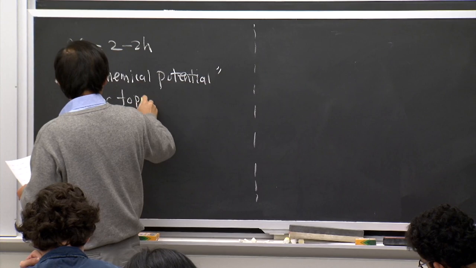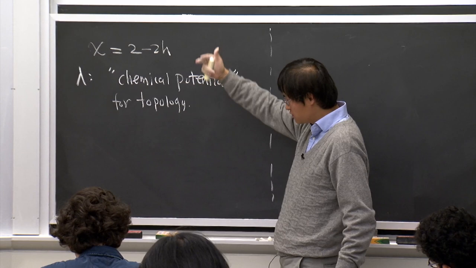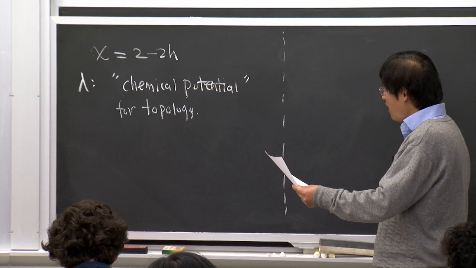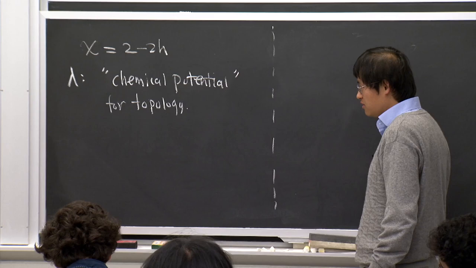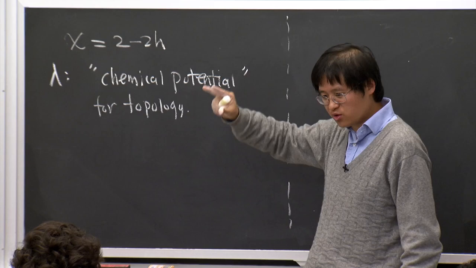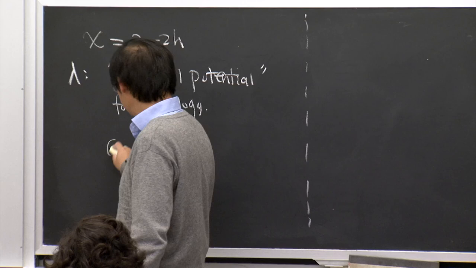Just like in a system where you have a conserved charge, when you add particles of different particle number, it's convenient to add a chemical potential. Lambda is like that. Even though I added it by hand here, in string theory this actually arises completely naturally. There's a rigorous way one can show how that arises, but I will not do it here. It's not important for our purpose. And I will also introduce a notation, g_s equals e to the lambda, okay?